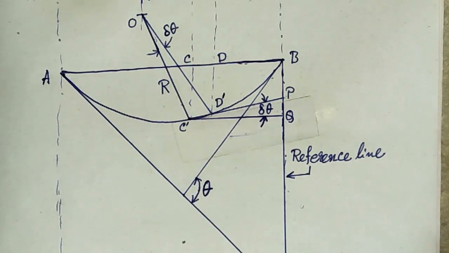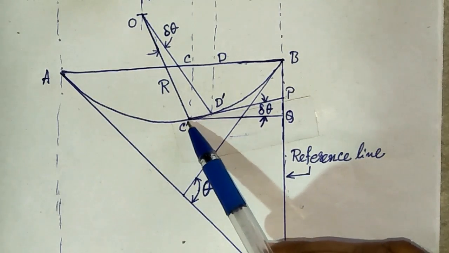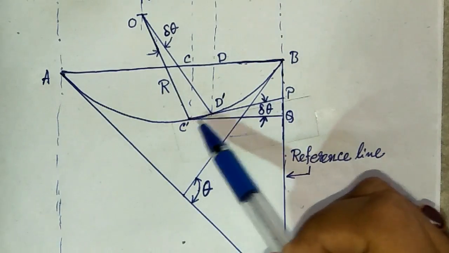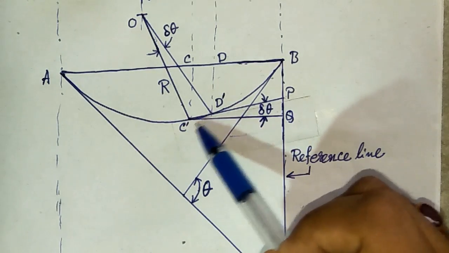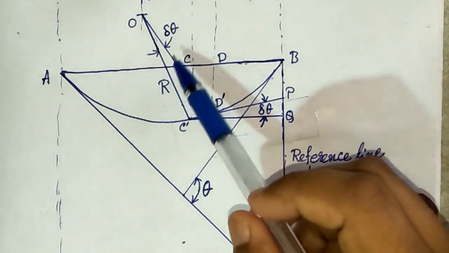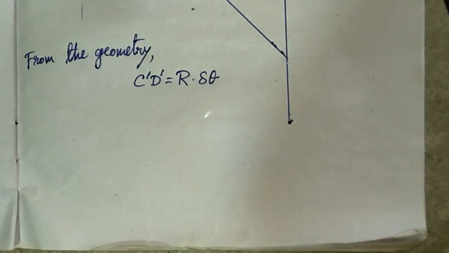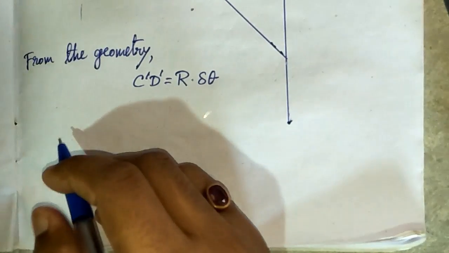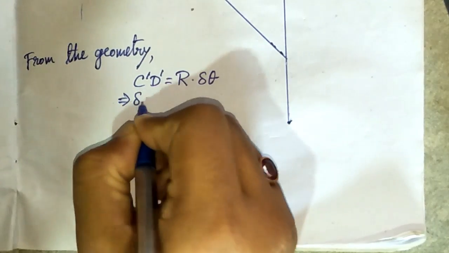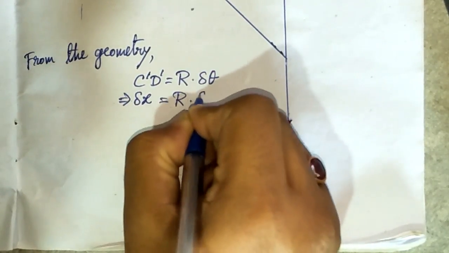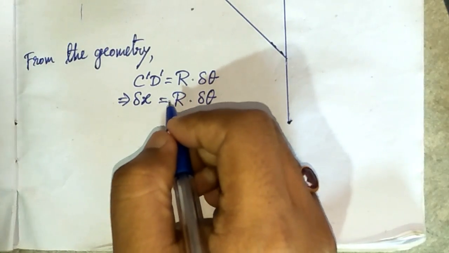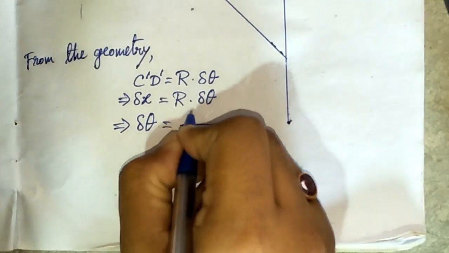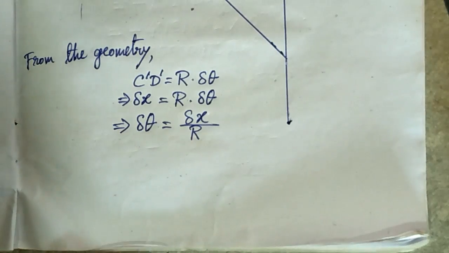From this diagram we can write C dash D dash equals R d theta, where C dash D dash is the arc and R is the radius. So from the geometry, the value of C dash D dash is nothing but del x, equals R into d theta. So del theta equals del x by R.